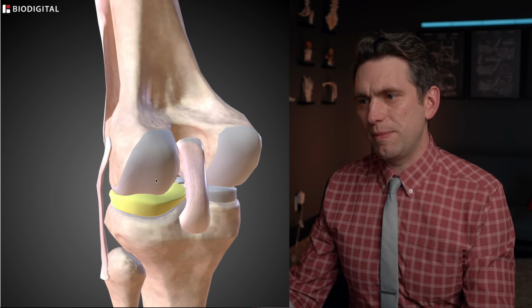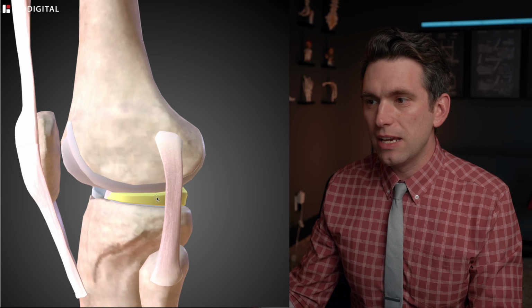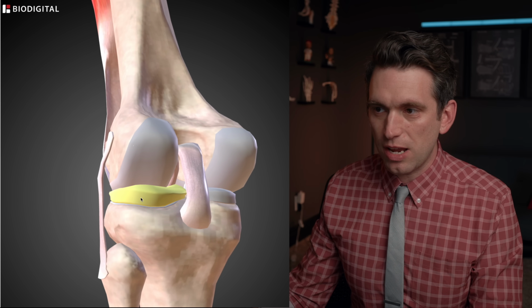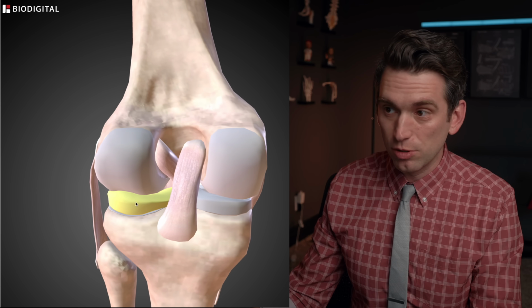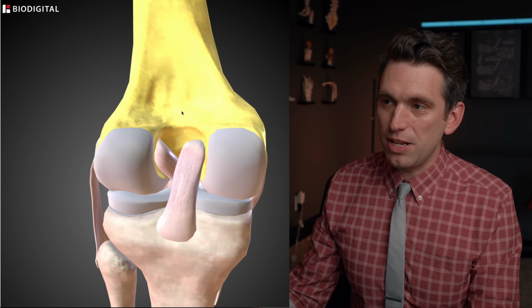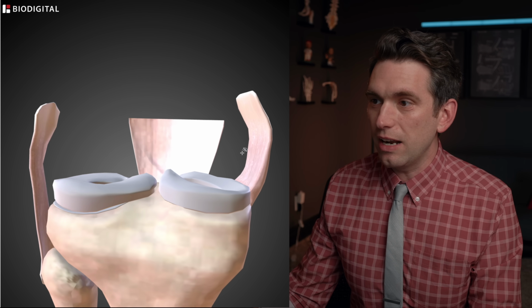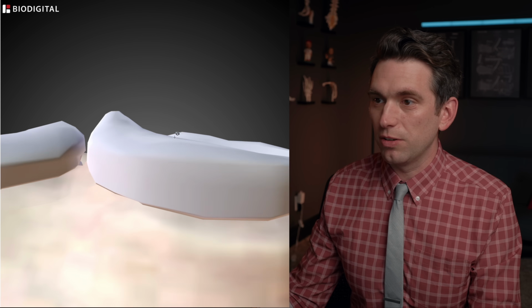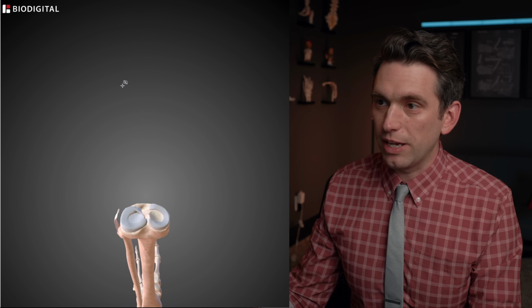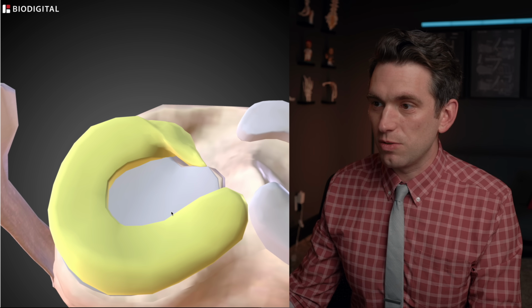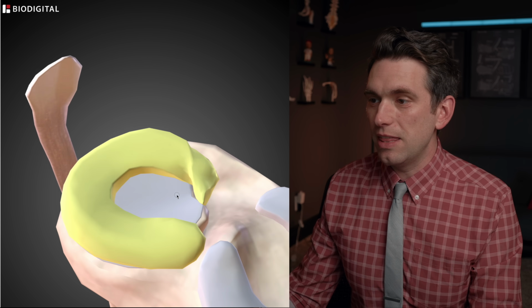So let's take a quick anatomy lesson here. Of course, we're looking at a left knee. The menisci are these two C-shaped pieces of cartilage that sit inside the knee. There's one on the outside, the lateral meniscus, and one on the inside, the medial meniscus. If we hide some more of these structures so that we can look from top down at these tissues, we'll get a better look at what they exactly look like. So here we have those two menisci. If we zoom in here, this is the lateral on the outside, and then we have the medial on the inside.